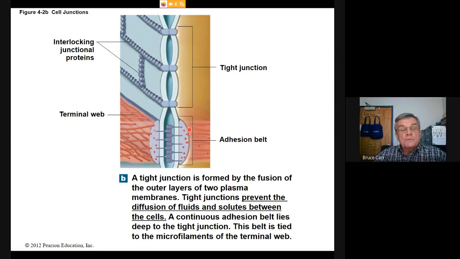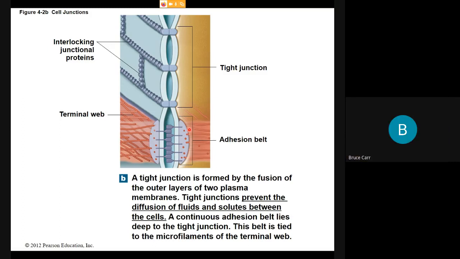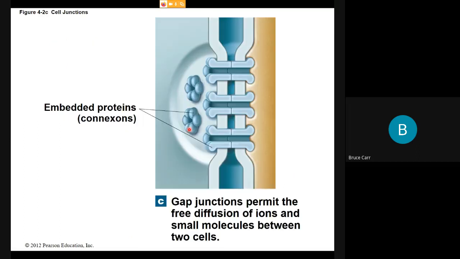Tight junctions prevent the diffusion of fluids and solutes between the cells above, and the adhesion belt lies below those tight junctions, and the belt is tied to the terminal web. So this is really a lot of stickiness and a lot of support.